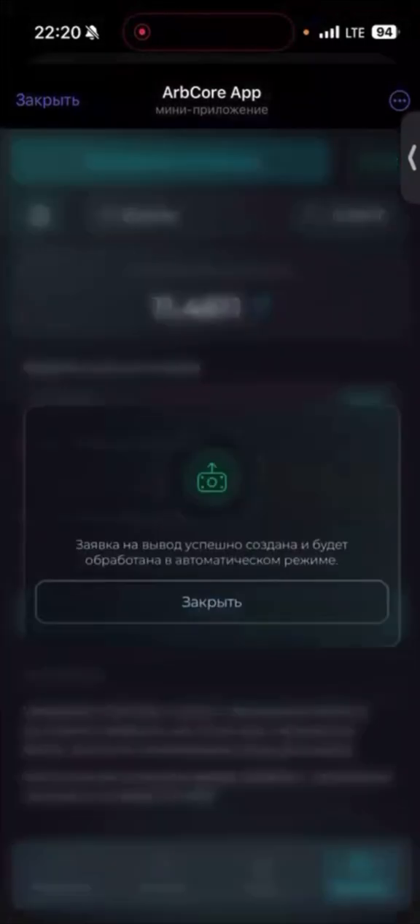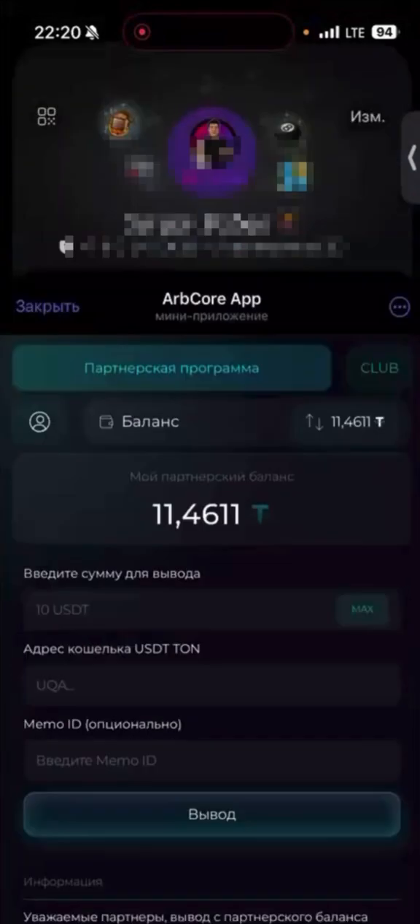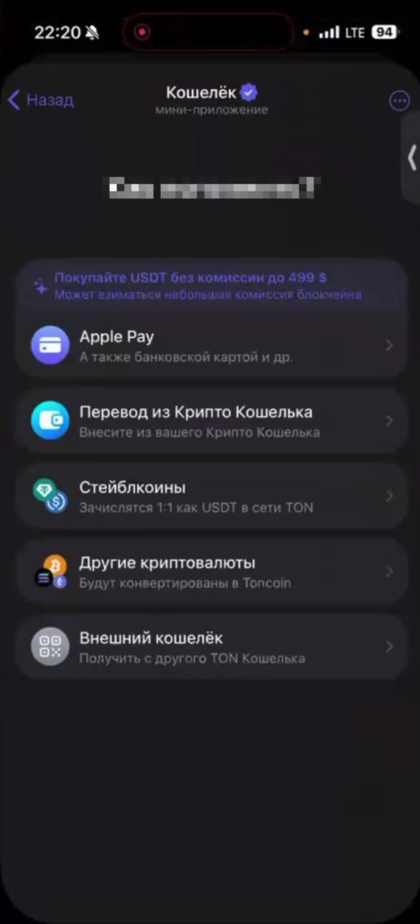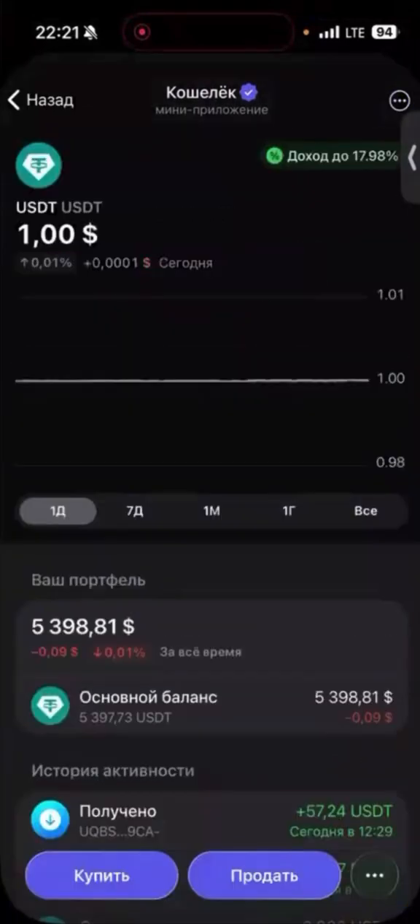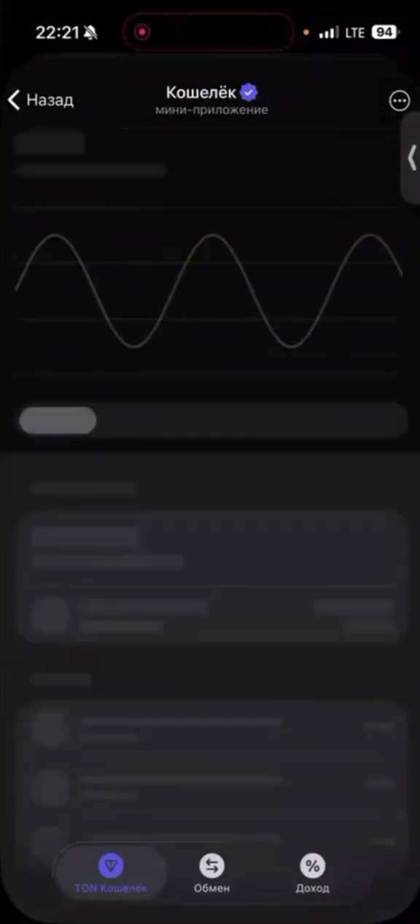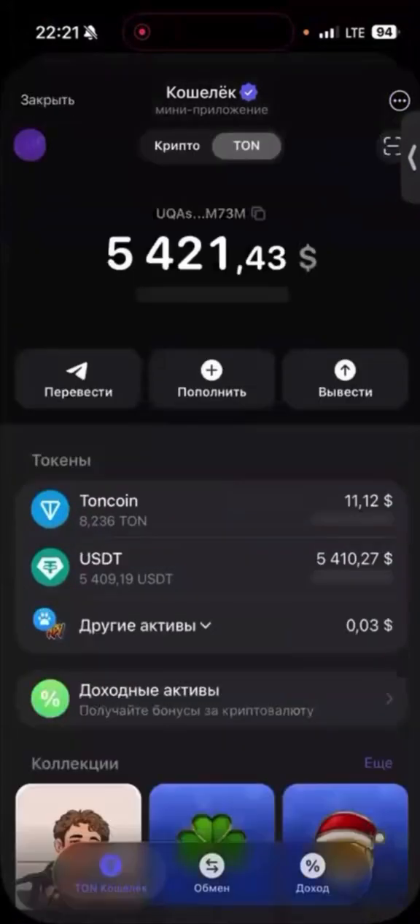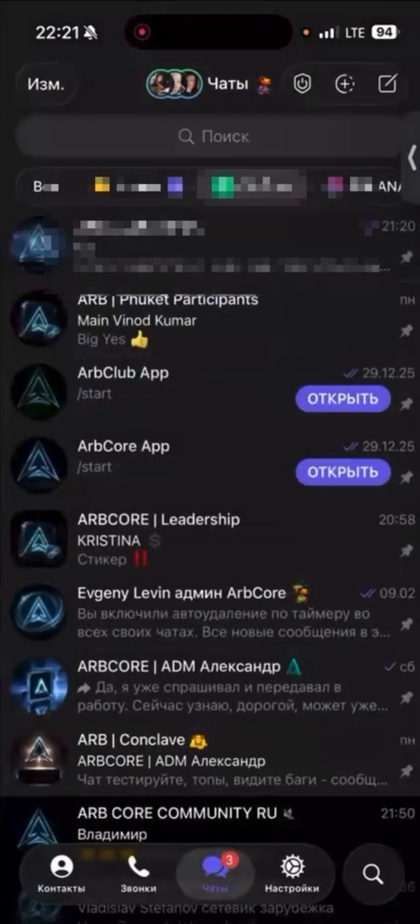Now I click that I want to withdraw the entire amount, I have more than $10, so I can do this, there is no commission charged here, and I will now receive 11.46. Let's go back to the wallet, go back, USDT and refresh the page. 1146. That is, in principle, the money flies out instantly, the system works fully automatically.